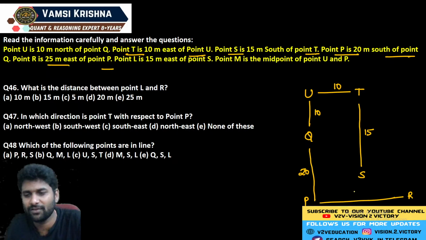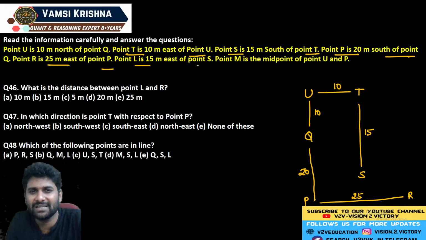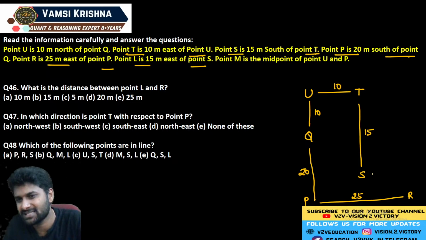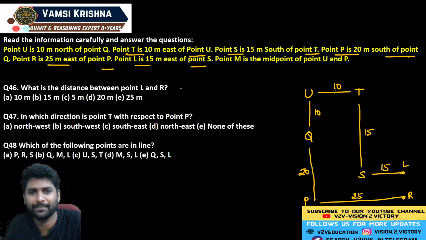R is east of P by 25 meters. L is 15 meters east of S. So you know that guys, this is 10 and the total is 25, right? So definitely R and L lie on the same point, same line.